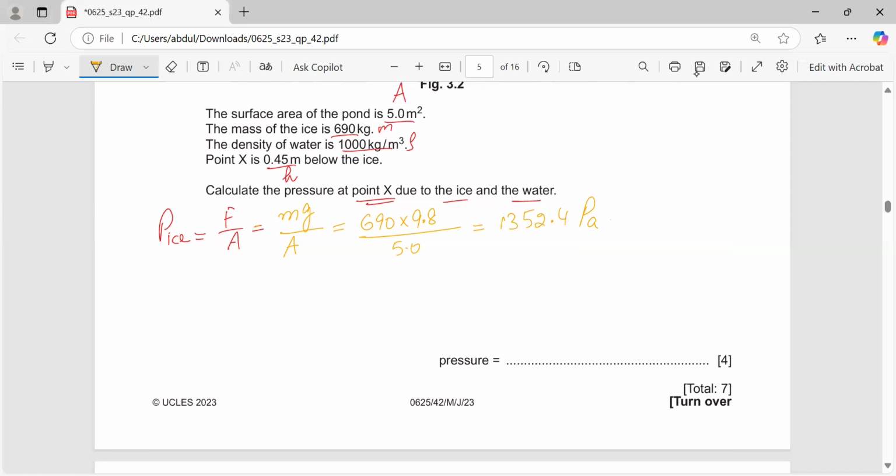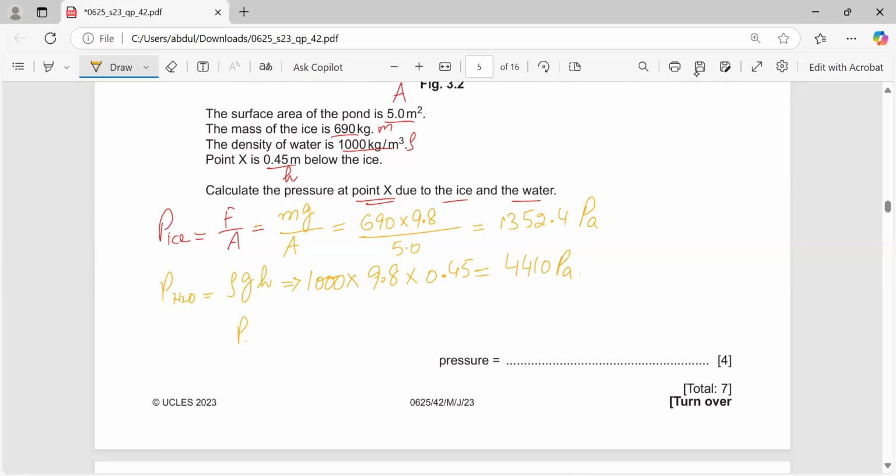Then my dear friends, the pressure of water. That is a fluid, so rho g h. Density is given, that is 1000, so it means it is fresh water. g again 9.8 times depth, this is 0.45. So 1000 times 9.8 times 0.45, the answer comes to be 4410 pascals. This is not the answer. Still we need to calculate the total pressure at X.